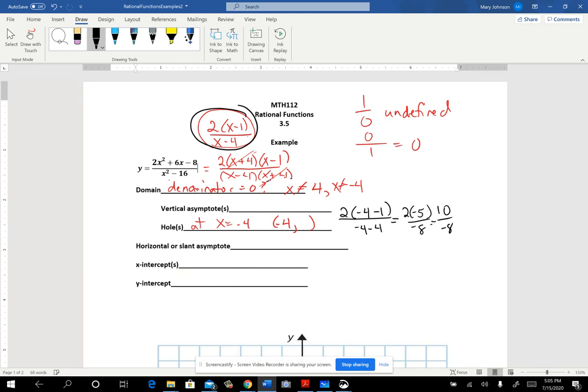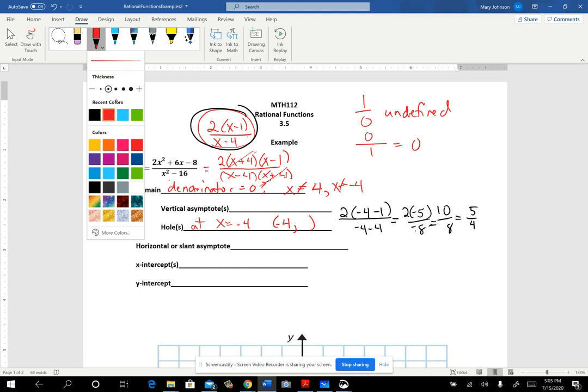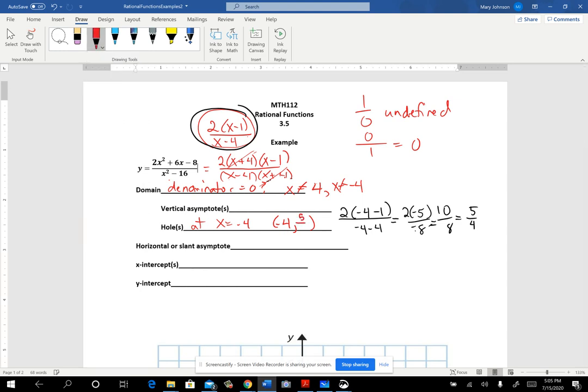So the coordinates of the hole would be, let's see, negative divided by negative, so that would ultimately be positive 5/4. I wish I had just written it without that plus. So what I know is that at negative 4, there's going to be a little tiny hole that I could plug in at negative 4, 5/4. All right, the vertical asymptote is a bigger problem.